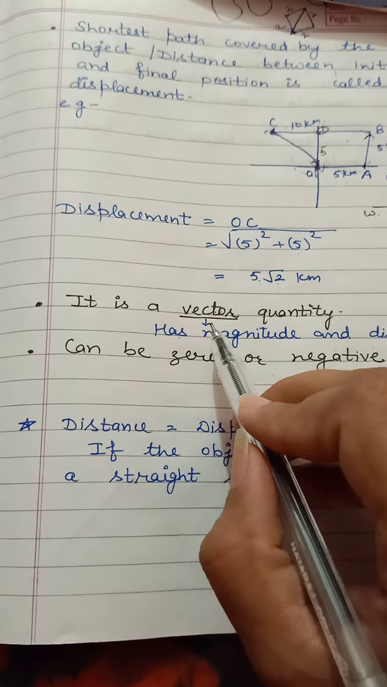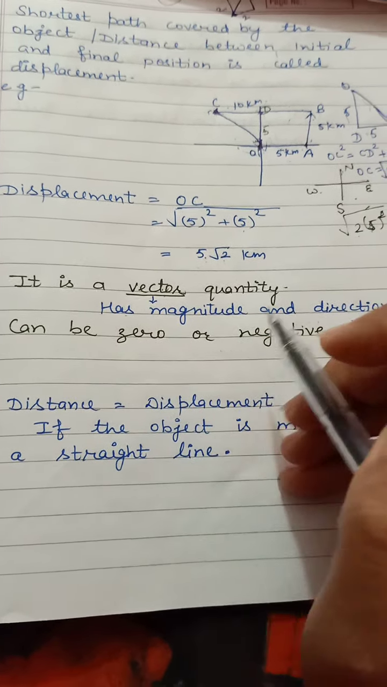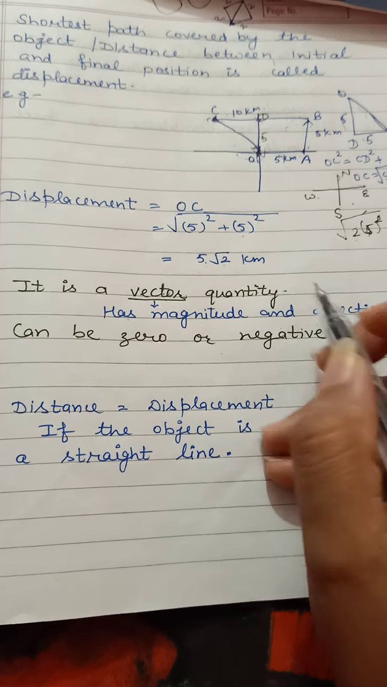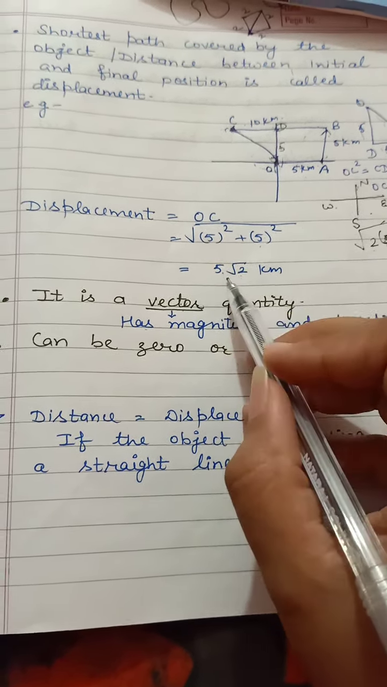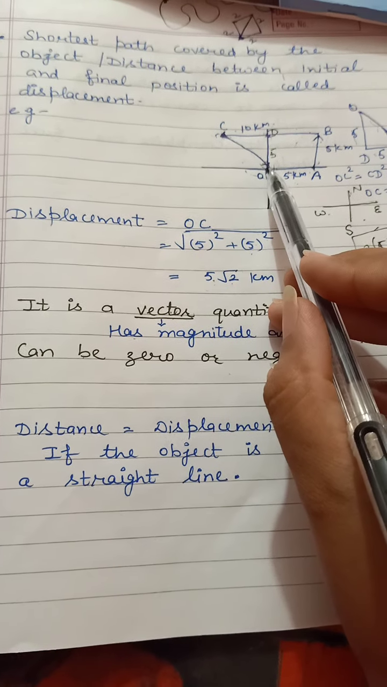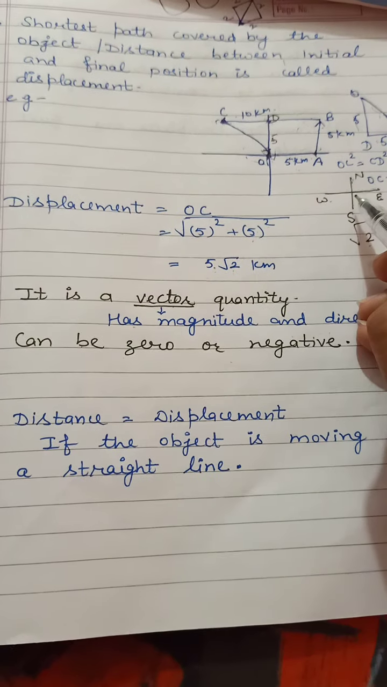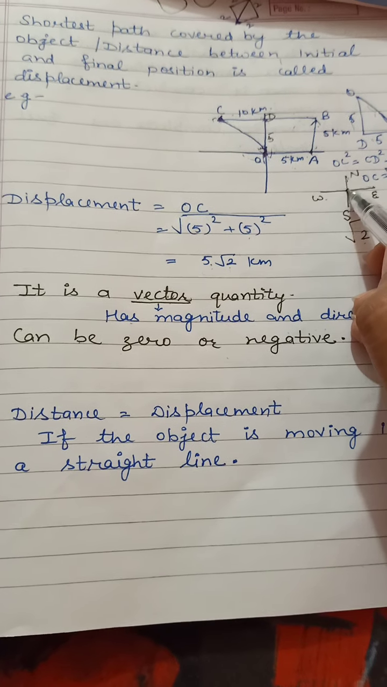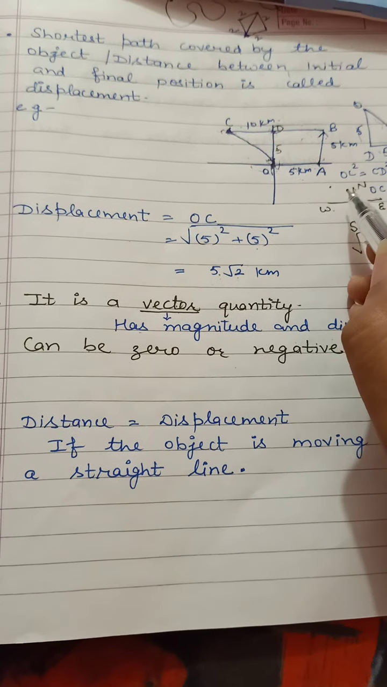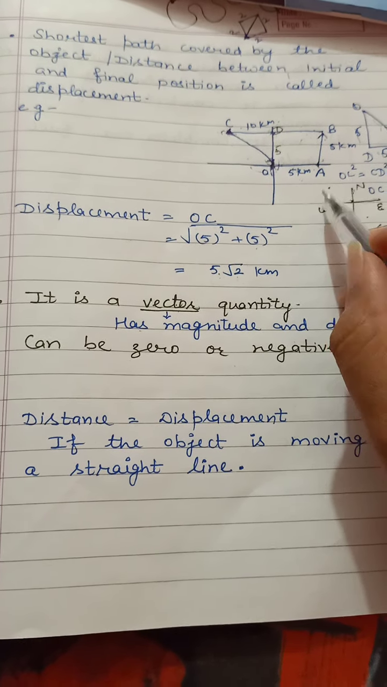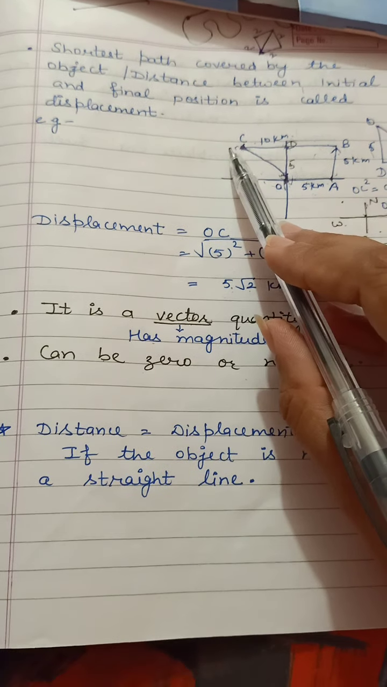Displacement is a vector quantity. Vector quantity means it has magnitude and direction. It has both magnitude and direction. Magnitude means this value, and direction means now the object is towards the northwest. This is the direction, origin is this, and now the object is in this direction. This direction is between north and west, so we can say the object is now in the northwest direction.